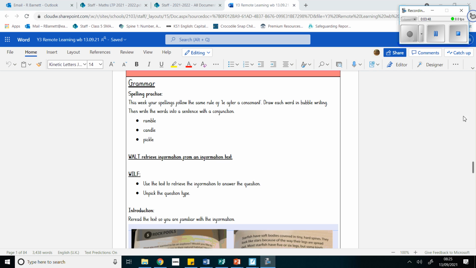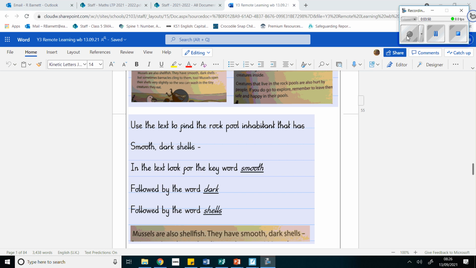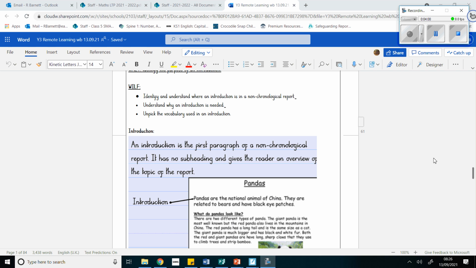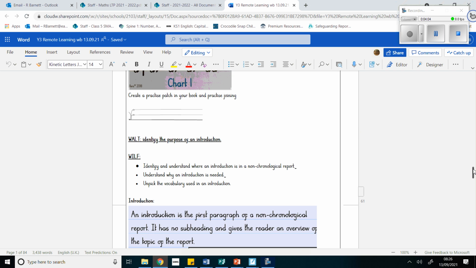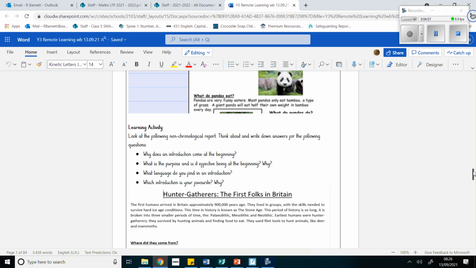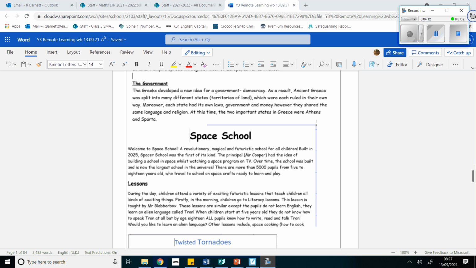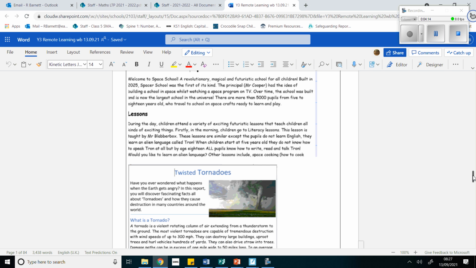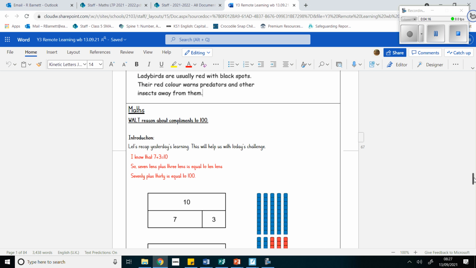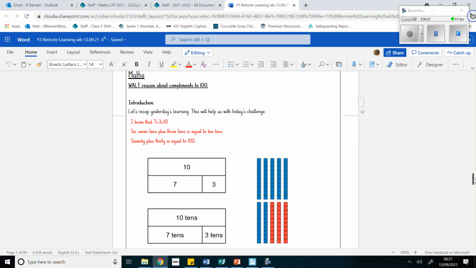Thursday's grammar is continuing with retrieving information. So you're going to use that information and the clues to find out the rock pool inhabitant that has those things. For English, we're going to be looking at the introduction and thinking about its purpose, and then we are going to be discussing which one is our favourite out of the ones that you have been given there.